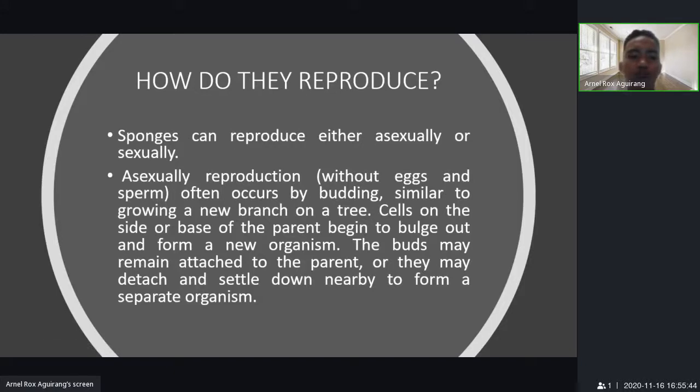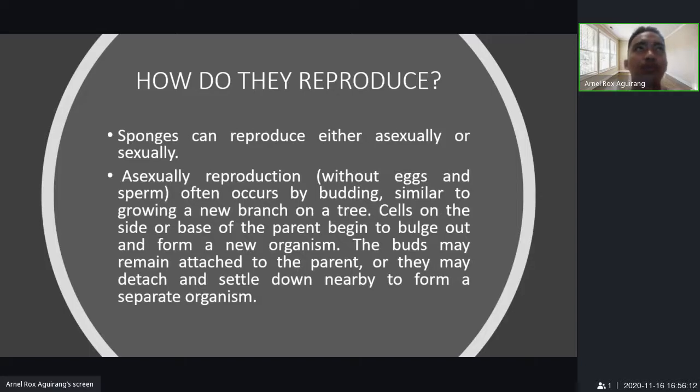So, how do sponges reproduce? Big question. Sponges can reproduce either asexually or sexually. Asexual reproduction, without sperm and egg, often occurs by budding, similar to growing a new branch on a tree. Cells on the side or base of a parent begin to bulge, like a sprout, and form a new organism.